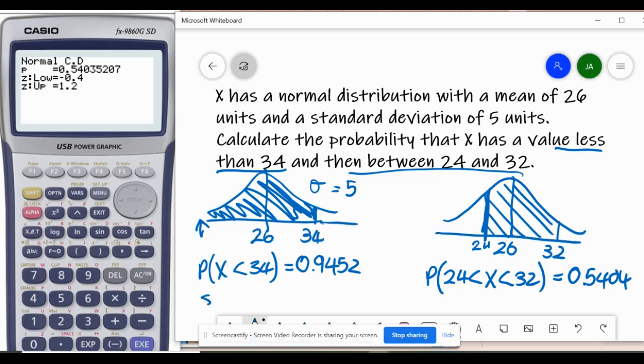So you go to Stat, Distribution, Norm, NCD, and then you put in all your information. So your lower limit, your upper limit, your standard deviation, and your mean. Okay.